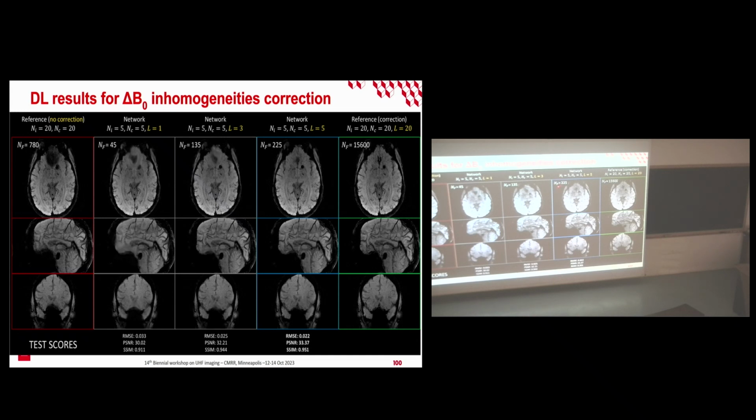So we have only 225 calls to the non-uniform Fourier operator instead of 15,000. Okay, and if you do that, you have a huge gain in terms of reconstruction time, because instead of 8 hours, you end up with 7 minutes. But why was it important to perform this operator compression or operator approximation?